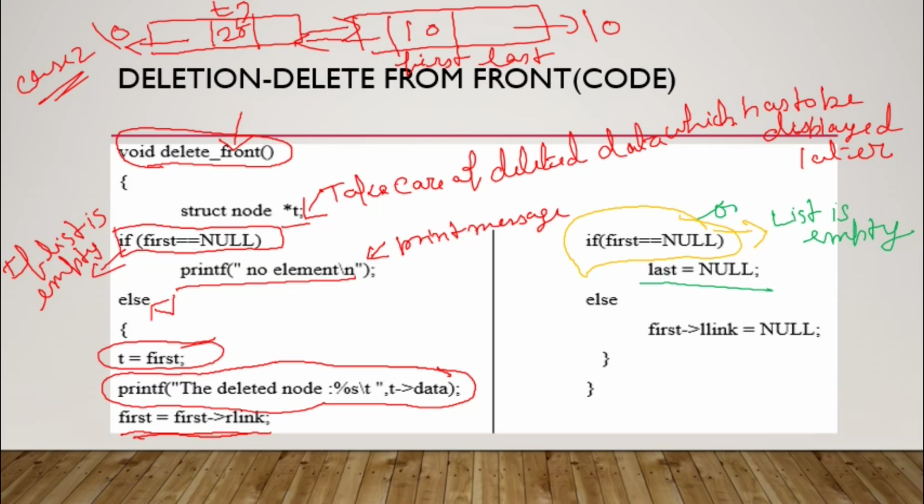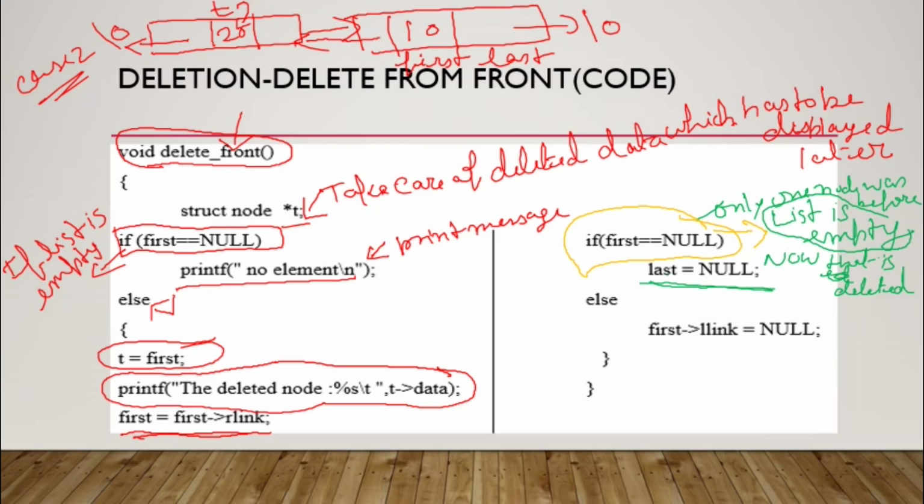Only one node was there before, and now it's deleted. So that is the case. When first is equal to null, you also have to make last is equal to null. That means your list is empty.